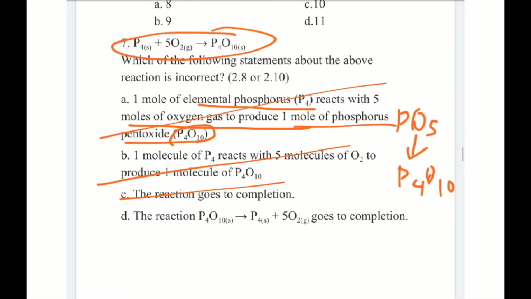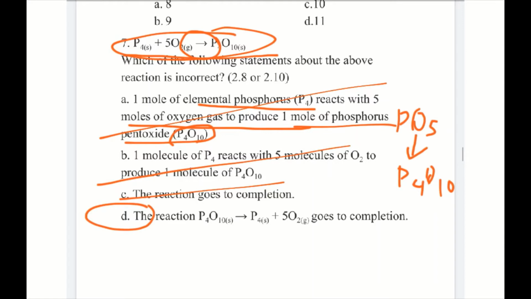Now, if this forward reaction goes to completion, how can the backward reaction go to completion? Because if the reaction likes to go this way, then it would not like to go backwards, which is what this reaction is showing. This reaction is showing the reaction going backwards. And since the reaction only likes going forwards, as indicated by the single arrow, it will not go backwards, and thus this backward reaction will not go to completion. So D is the correct answer here.